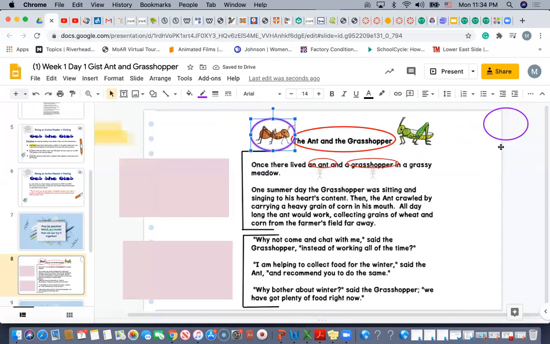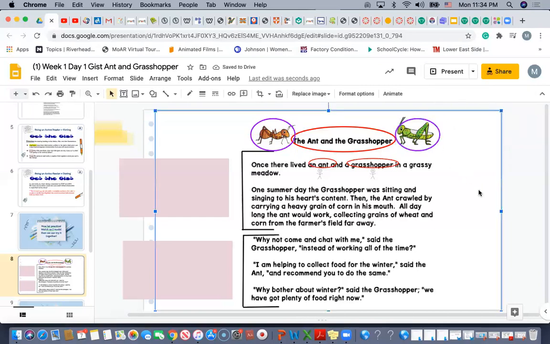I'll try it one more time. I click on the circle. Don't let go. And move the circle where you want it to go. And then let go. Okay? We're going to be practicing these types of things almost every day in your lessons, so you'll get better at it over time. Okay? Now you'll notice that I have ant and grasshopper circled here. I'm going to read and then explain why I actually had done that.